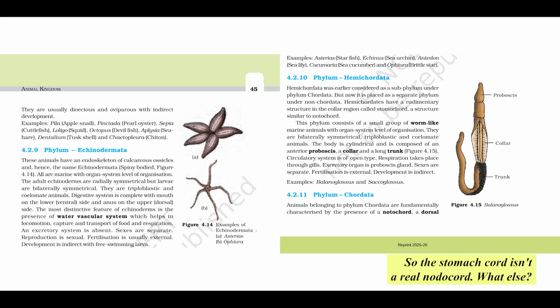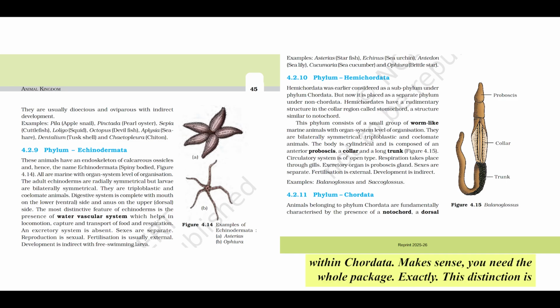So the stomach cord isn't a real notochord. What else? Furthermore, hemichordates lack the other definitive chordate characteristics. They do not possess a dorsal hollow nerve cord. Their main nerve cord is typically ventral and solid, though there might be a short dorsal hollow section in the collar. Its homology is debated. They also lack a true post-anal tail. They do have pharyngeal gill slits, which is a chordate feature, but having only one out of the 4 key chordate characteristics isn't enough to classify them within Chordata. Makes sense. You need the whole package.